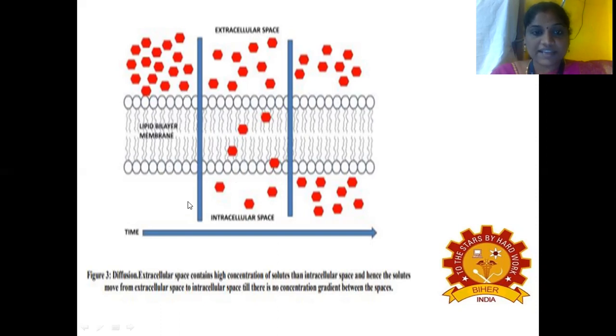So your extracellular space contains a high concentration of solutes, whereas the intracellular space has a low concentration. Hence the solutes move from extracellular space to intracellular space, until there is no concentration difference between the spaces. So this type of transportation is called the diffusion process.